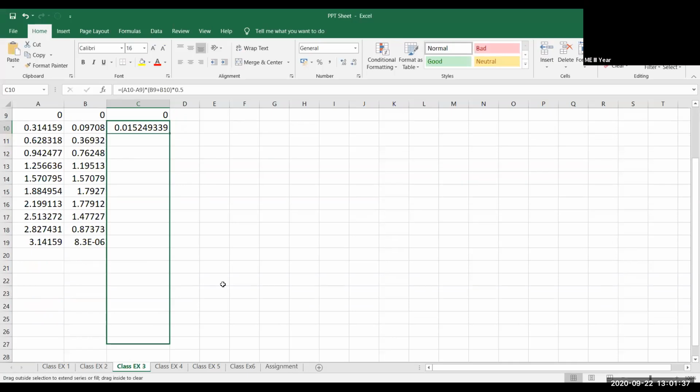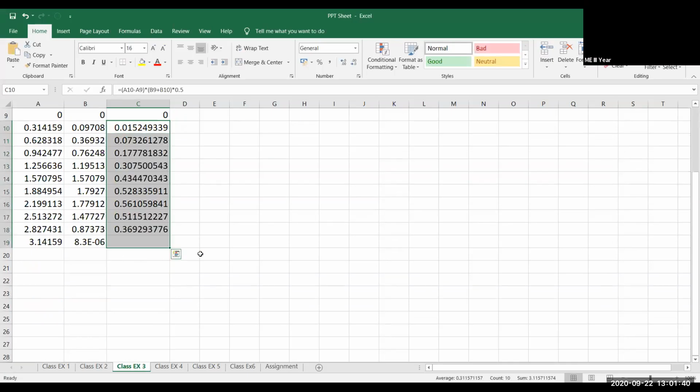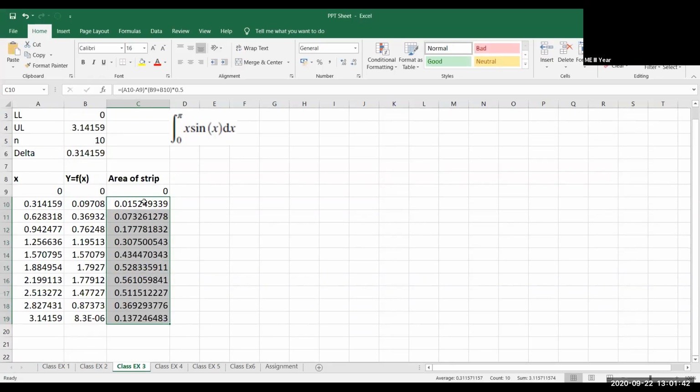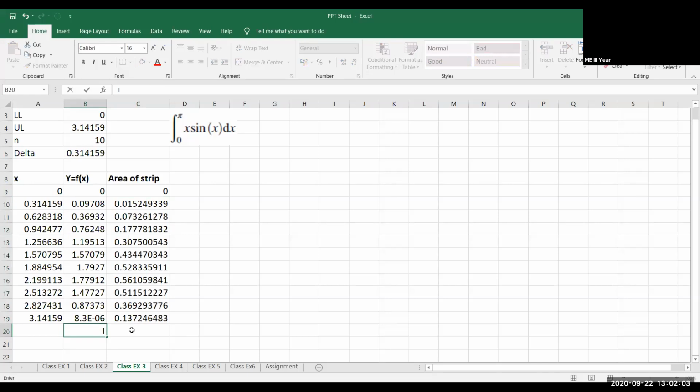Yes, we got this one. So these are nothing but the area of a particular strip: area of the first strip, second strip, third strip, fourth, and so on up to the 10th strip. So now area integration is nothing but the summation of all the areas. So you have to find the I value, which is the sum of all values; use some function and you will get the correct result.